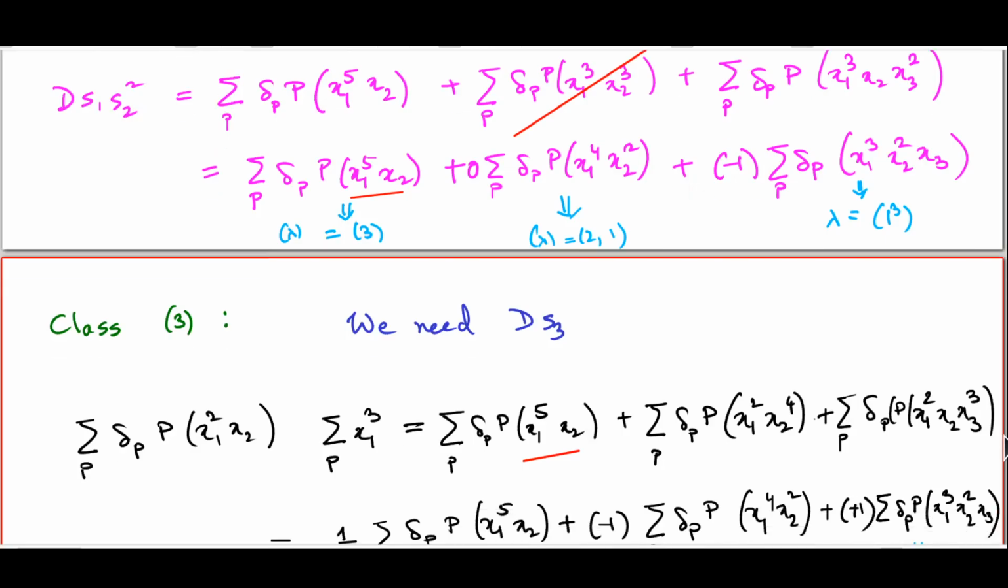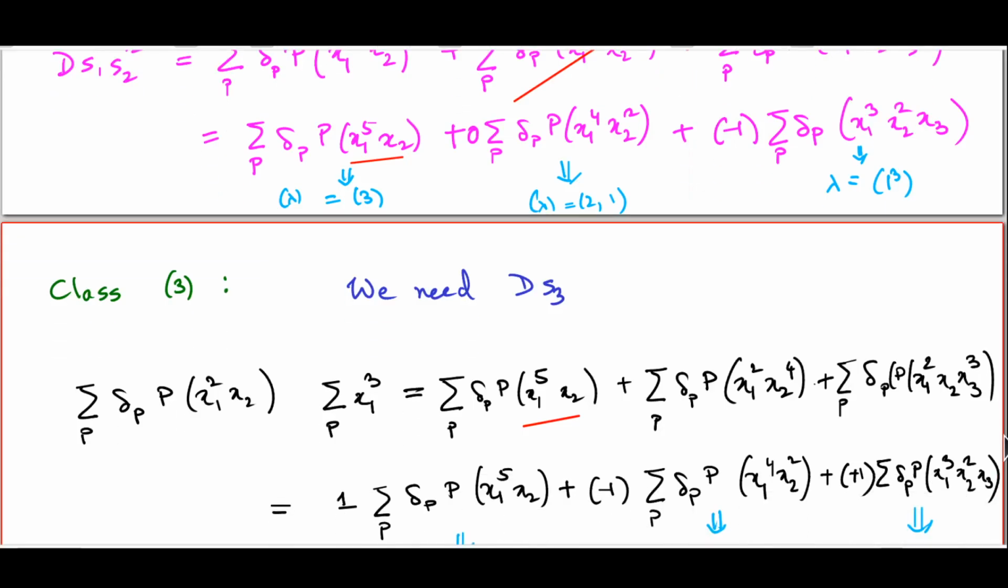Now, in this case, the last two terms are not in the correct order. I want descending order in powers for x1, x2, x3 and so on. So, in this case, I want the powers to be 4, 2, 0, but we really have 2, 4, 0.